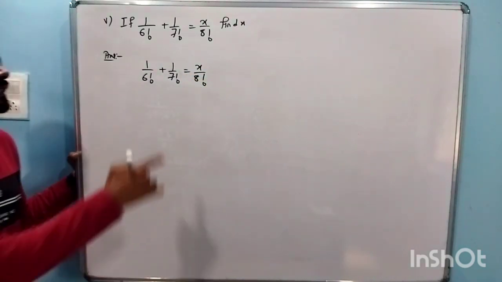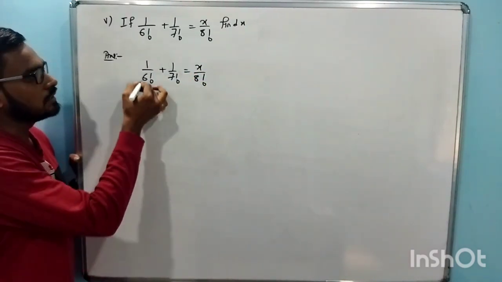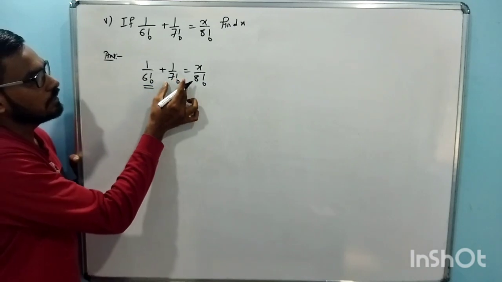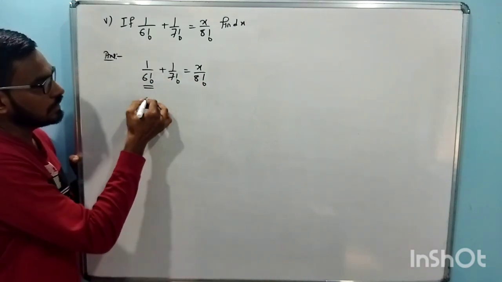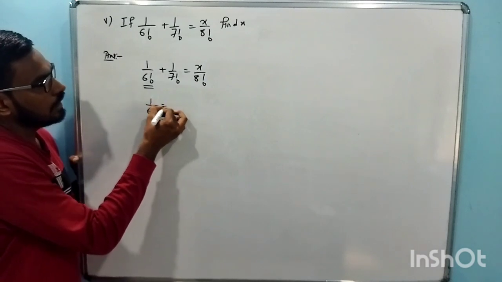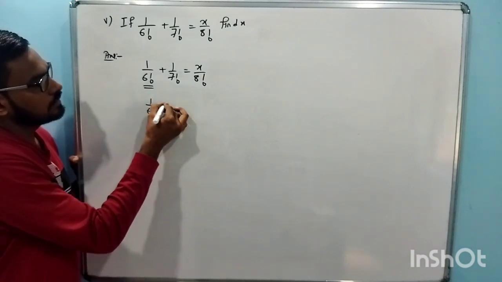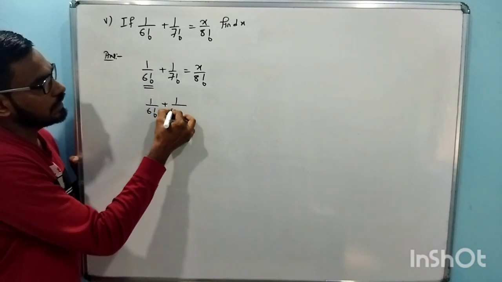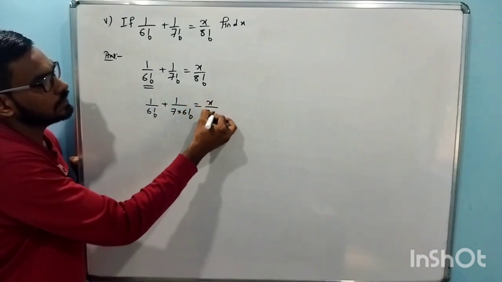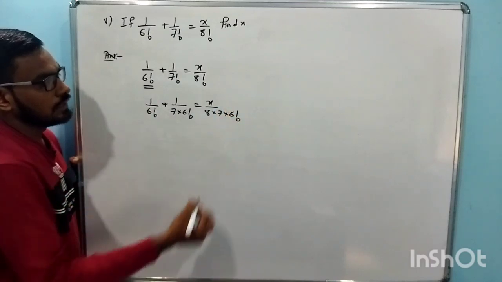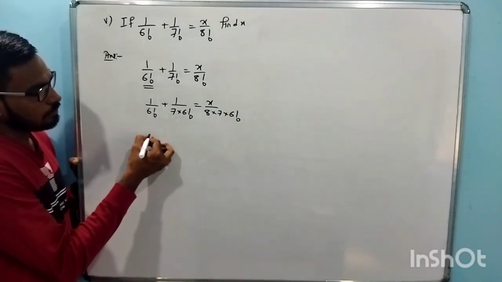Now out of this, which is the smallest number? This 6 factorial. So try to simplify and reach till 6 factorial here and here also. So it is like this: 1 upon 6 factorial plus, 7 factorial can be written as 7 into 6 factorial, correct? And here also x upon 8 into 7 into 6 factorial. Next, you can take 1 upon 6 factorial common out from the left side.